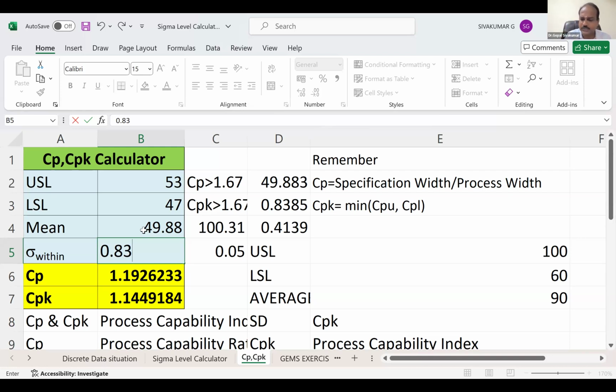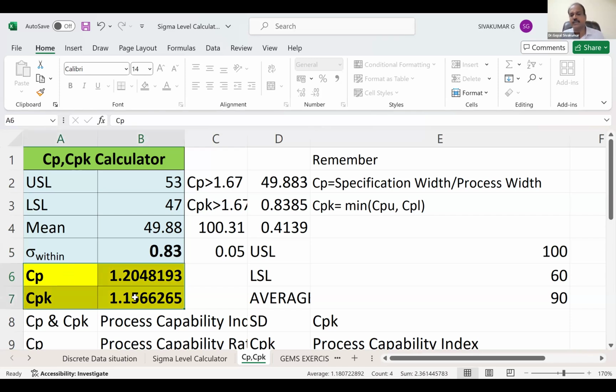So the moment you type these two values and press the enter button, the CPK values are generated. Can you see here? CP is more than 1. CPK is also more than 1. The process is considered capable. But is it meeting the industry norms, the industry standard? No, because the industry standard is 1.67.